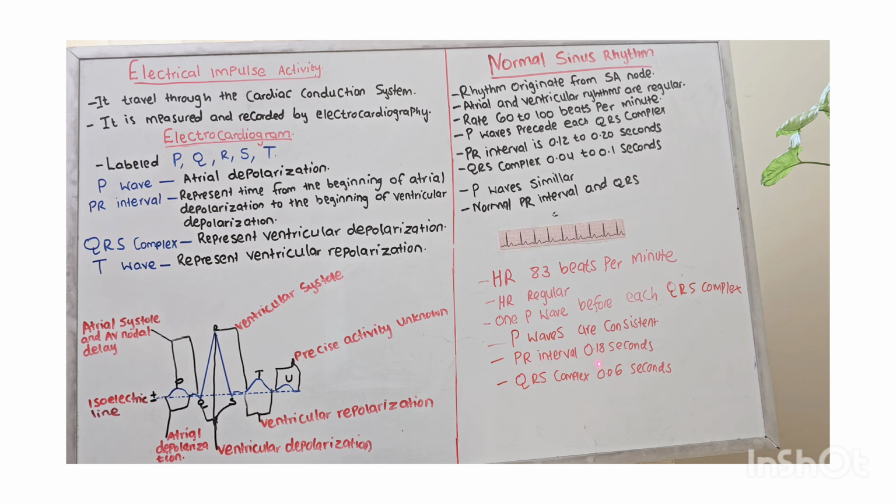PR interval is 0.18 seconds, and up here we say normal PR interval is 0.12 to 0.20, which is 0.18 is in the middle. QRS complex is 0.06 seconds, and up here normal QRS complex is 0.04 to 0.1 seconds. So 0.06 is in the middle.